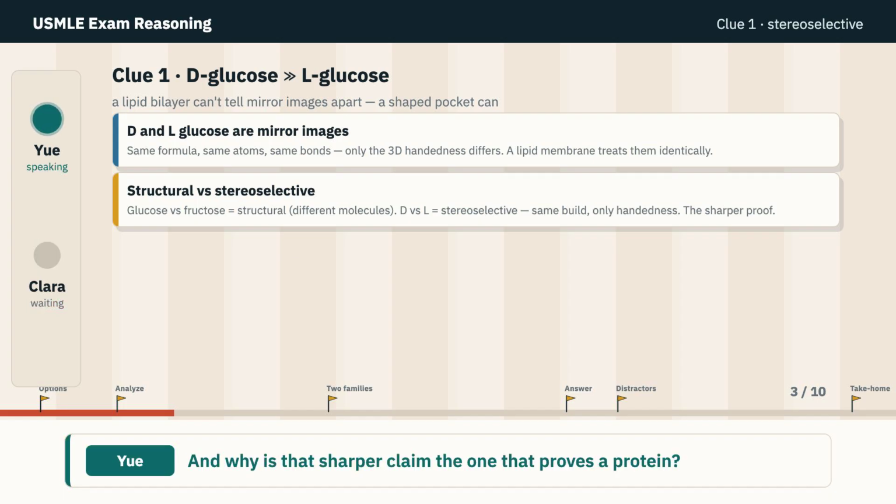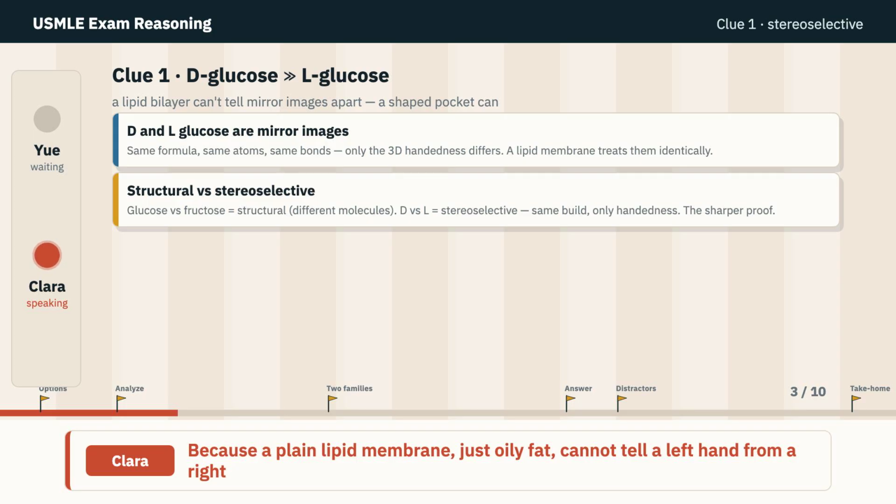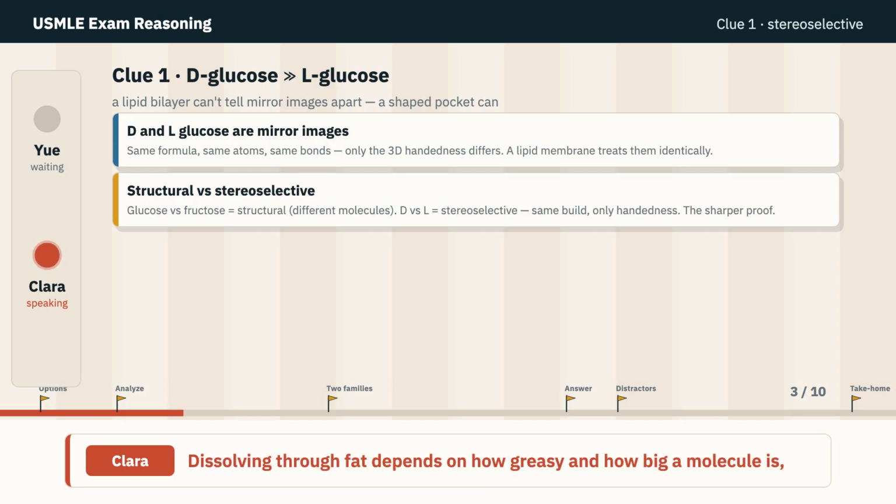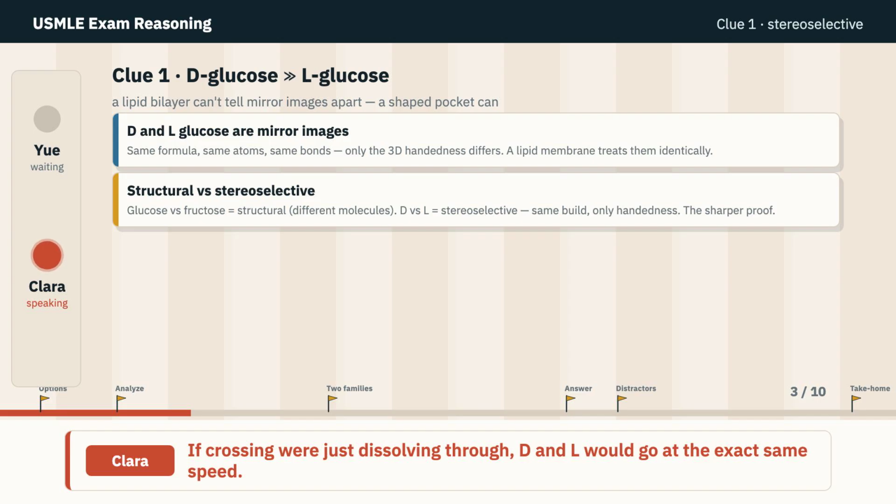And why is that sharper claim the one that proves a protein? Because a plain lipid membrane, just oily fat, cannot tell a left hand from a right hand. Dissolving through fat depends on how greasy and how big a molecule is. And D and L-glucose are identically greasy and identically sized. If crossing were just dissolving through, D and L would go at the exact same speed. The moment one is faster, something with a shaped binding site is choosing between them.